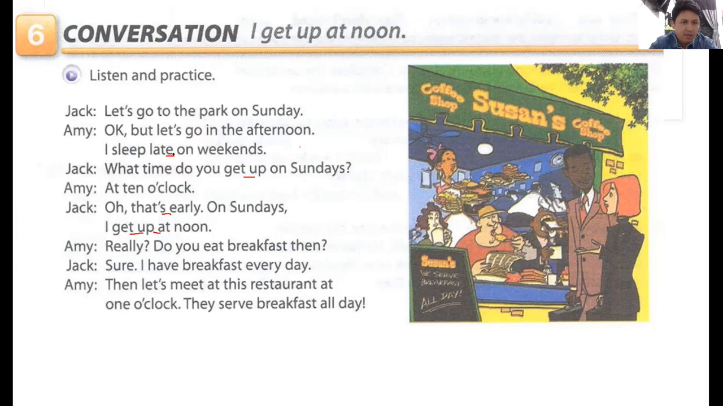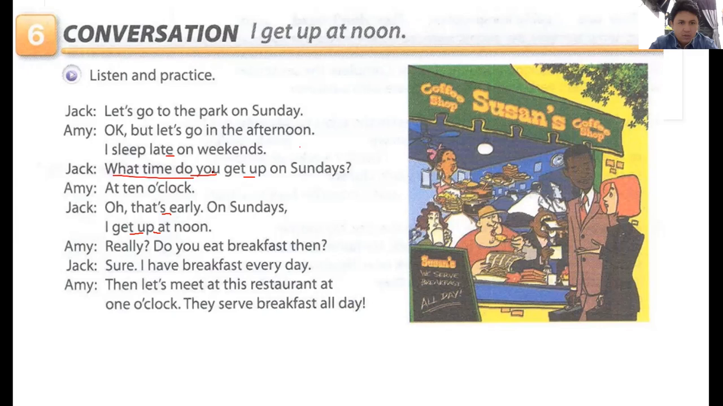I sleep late on weekends. What time do you get up on Sundays? What time? What time do you get up on Sunday? La frase va a ser what time do you, o what time, aquí, a qué horas. What time do you get up?